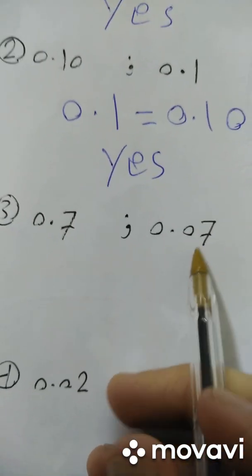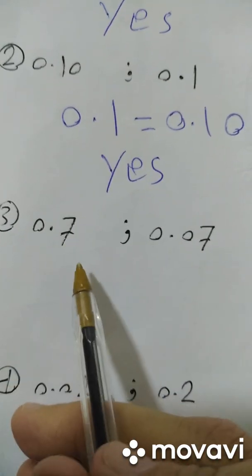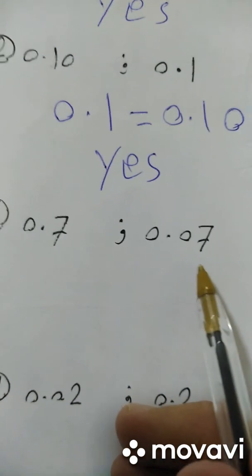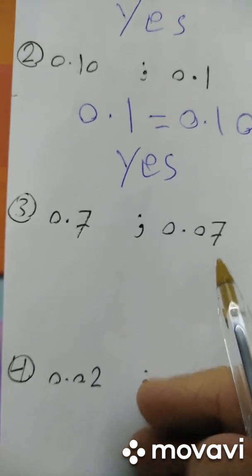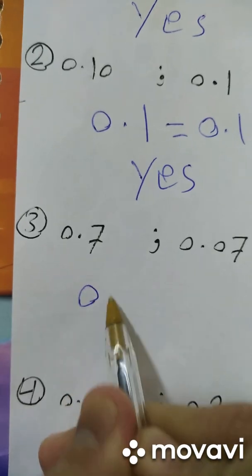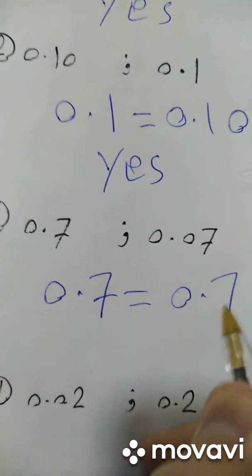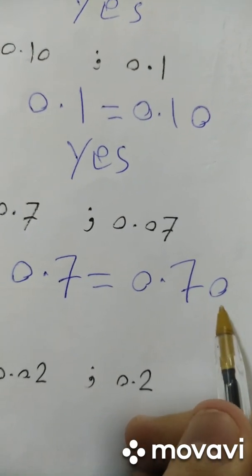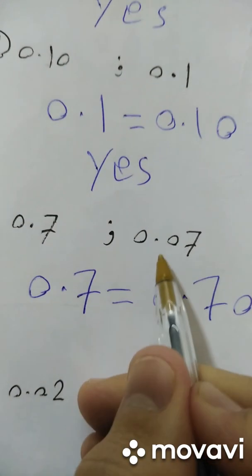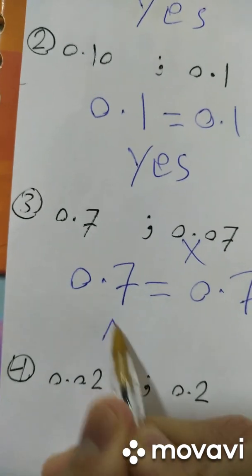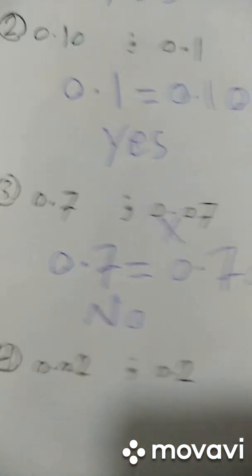Number 3, 7 tenths and 7 hundredths. Are they equivalent? We know that 7 tenths equals 70 hundredths. Pay attention, 70, not 7. So it is wrong. So no, they are not equivalent.